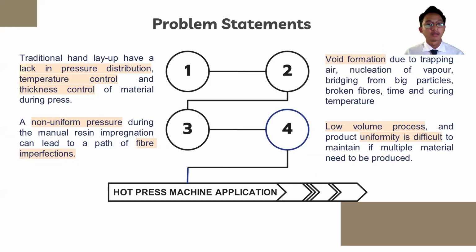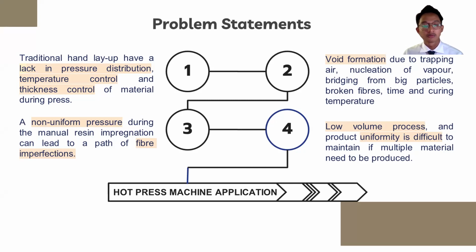Problem statement in my project: the traditional hand layup method lacks pressure distribution, pressure control, and thickness control of material. Second, voids can easily form in the composite panel if the amount of pressure applied is not enough and the curing temperature is not suitable. Third, non-uniform pressure during manual resin impregnation can lead to fiber imperfection. Fourth, the hand layup method is very low in volume process and product uniformity is difficult to achieve.